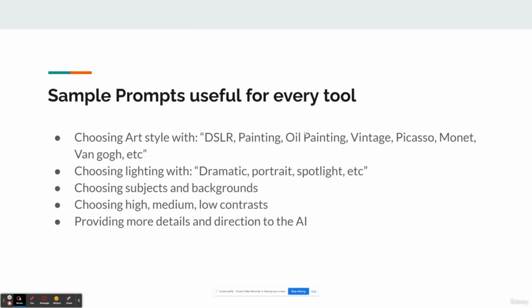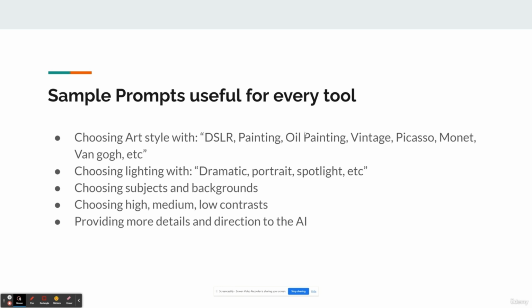Now, sample prompts that can be used for every tool. No matter which tool you're using, a lot of these prompts can be transposed into those different tools, and you can use them to create the same kind of images in your AI image generation tool of choice. You can choose an art style, for example, like DSLR, painting, oil painting, vintage, Picasso, Manet, and Van Gogh. You can also choose the lighting with keywords like dramatic, portrait, spotlight, etc. You can choose the subjects and backgrounds such as robot, whale, landscape, etc. And you can choose different contrasts such as high, medium, or low contrast.